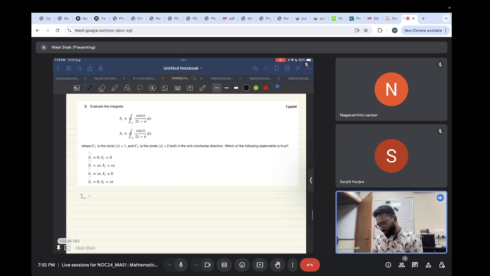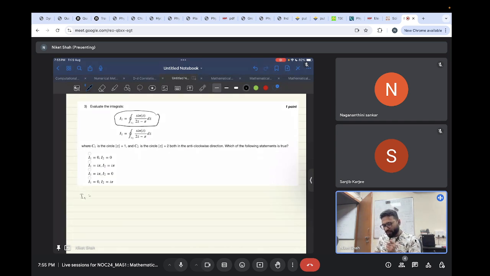All right, so what is the question? Evaluate the integrals. There are two integrals given. In the first integral, the contour used is C1, as we can see below the integral sign. The contour used is C1, and C1 is the circle mod z equal to 1.